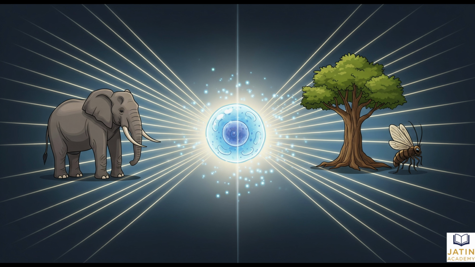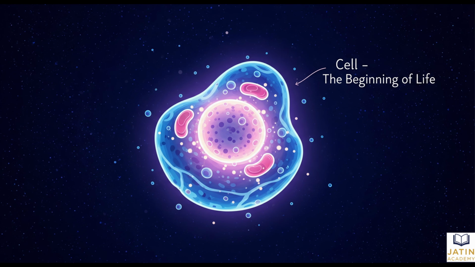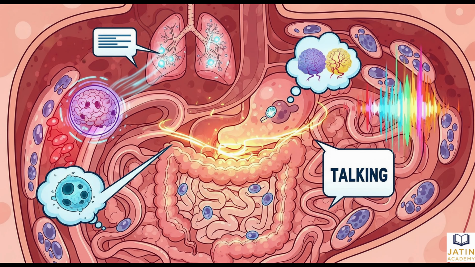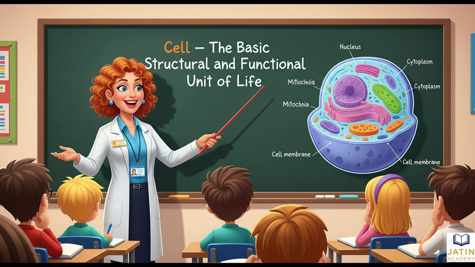You might wonder, such a big tree from one small cell? But listen carefully. Whether it's a tree, an elephant, me, or you, we all began our lives from a single cell. This small cell slowly divides and forms an entire body. Breathing, digesting food, thinking, speaking, everything happens inside this cell. That's why the cell is called the basic structural and functional unit of life. In other words, the most essential and smallest unit of life.